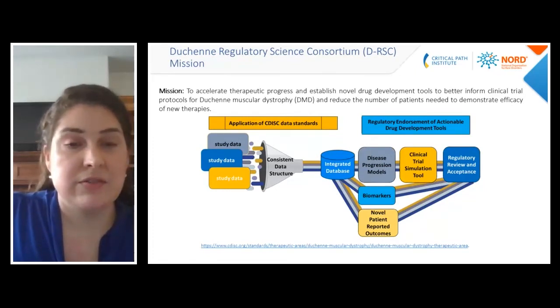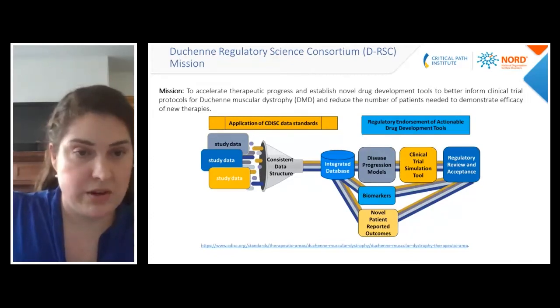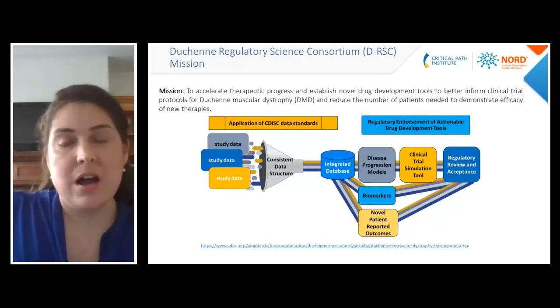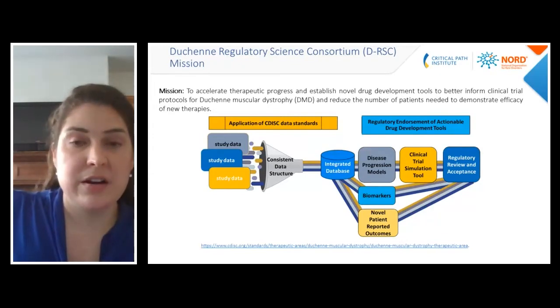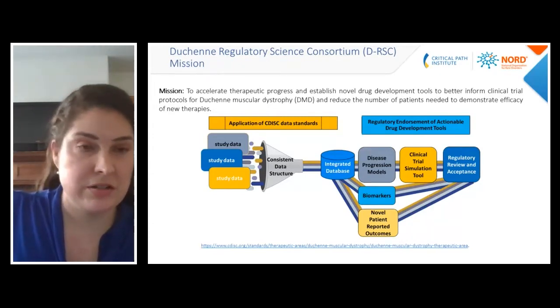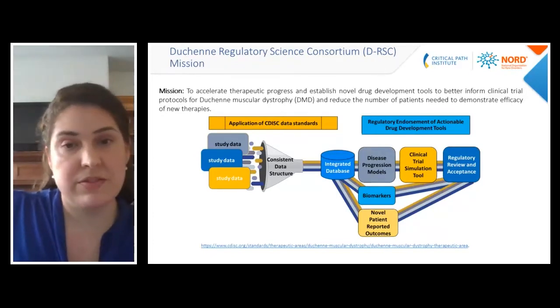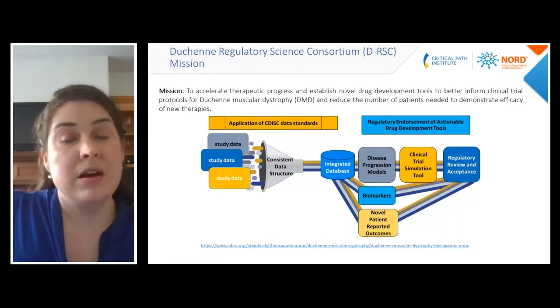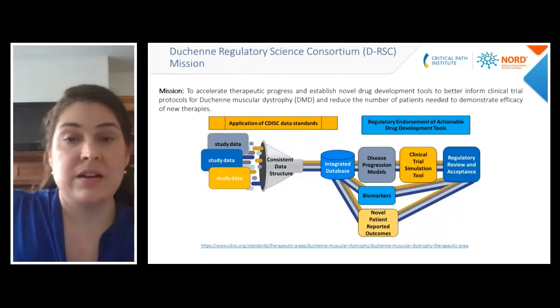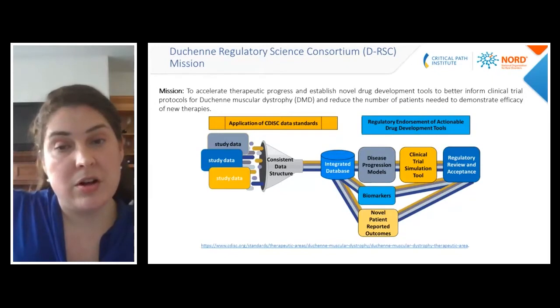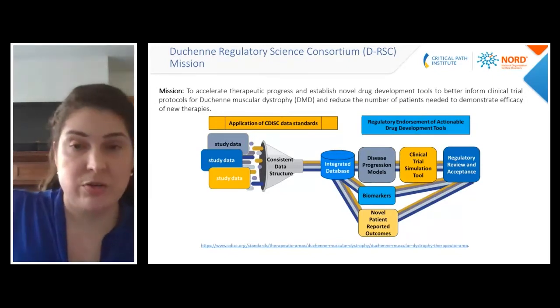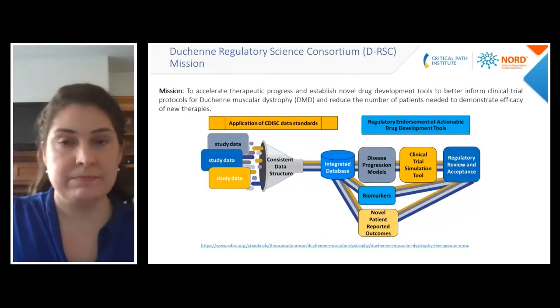The data is integrated from multiple different studies. It is then curated and cleaned in some of the ways that we spoke about earlier that the platforms need to address. It's then integrated into a database, and from there, models of either disease progression, efficacy of biomarkers, or novel patient-reported outcomes. These are just examples of the types of analyses that can be applied to this integrated database. This can also feed forward into a clinical trial simulation tool, which I'll tell you about in just a moment, with, of course, the end game goal being regulatory review and acceptance.